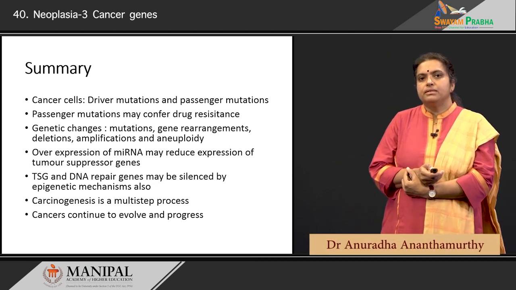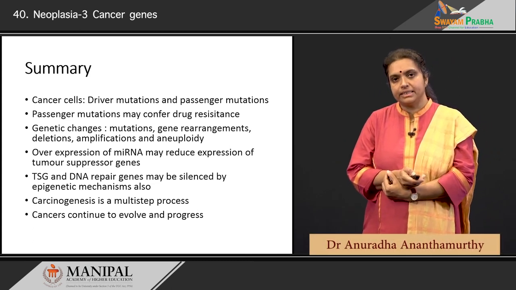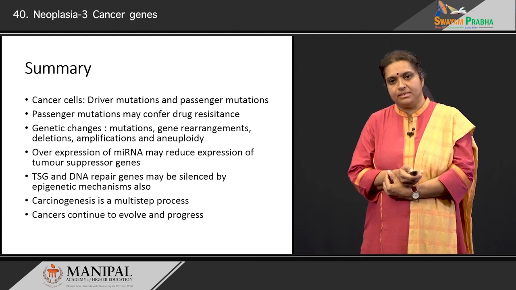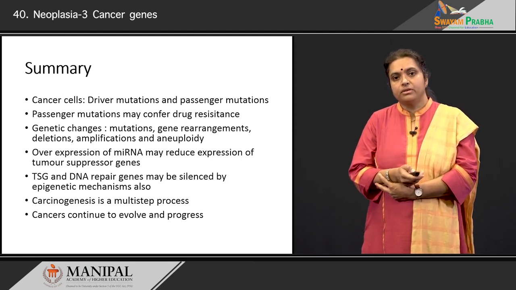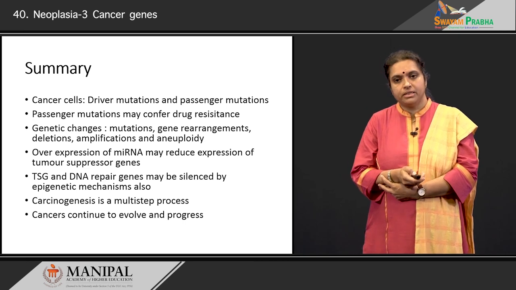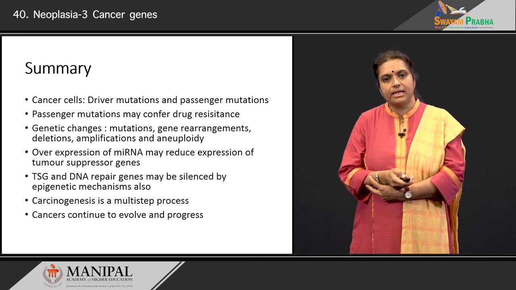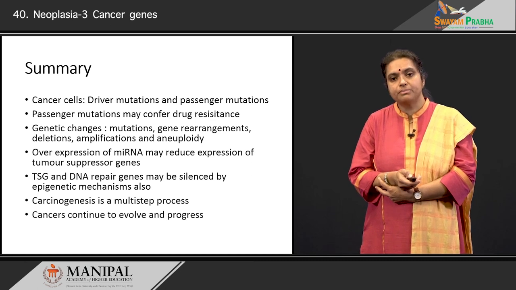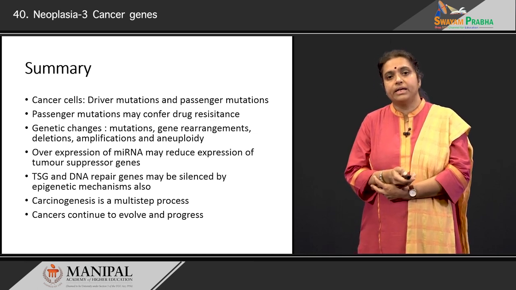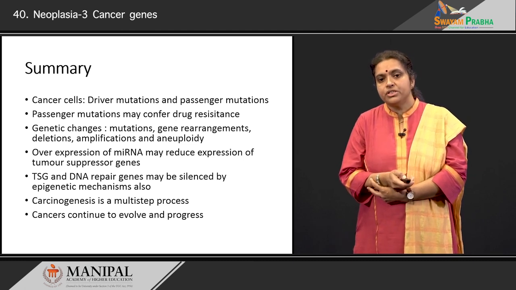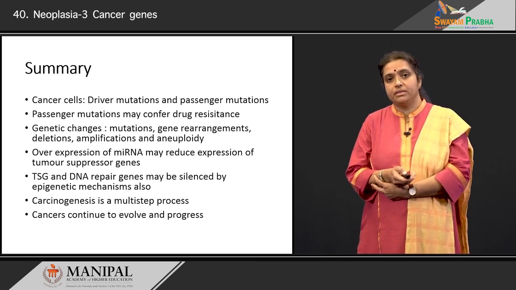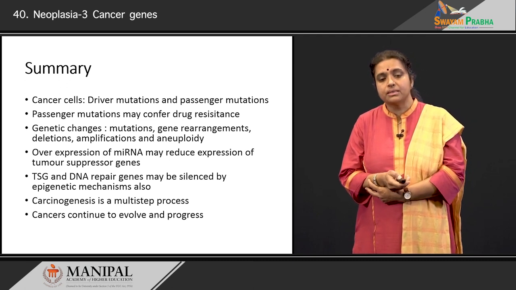Okay, to summarize, in this lecture we have dealt with the genetic changes that occur in cancer cells. So, there can be two kinds of mutations, driver mutations and passenger mutations. Passenger mutations, importantly, they confer drug resistance. The genetic changes that can occur are mutations, gene rearrangements, deletions, amplifications and aneuploidy. Overexpression of microRNA may reduce the expression of tumor suppressor genes, because microRNAs normally are negative regulators of gene expression. Tumor suppressor genes and DNA repair genes may be silenced by epigenetic mechanisms also, like DNA methylation and histone modifications.